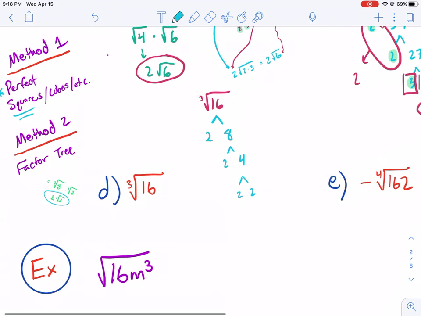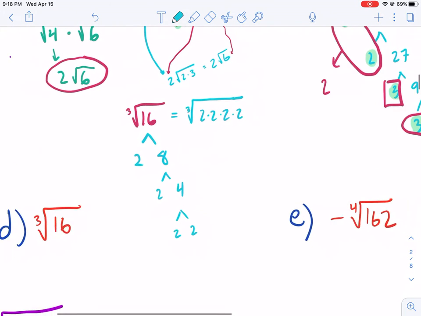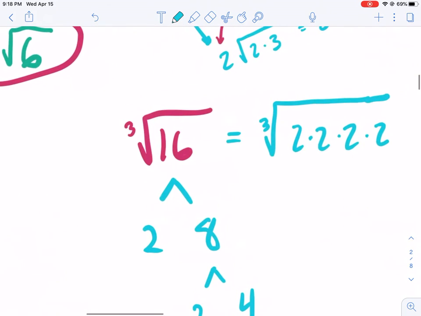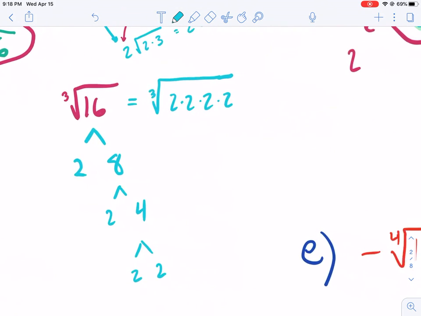Okay, now they're all inside the house. So if we wanted to, we could rewrite this as cube root of 2 times 2 times 2 times 2. So they're all inside this cube root radical. Now, the 3 out in front means that's how many need to group together to leave the house.